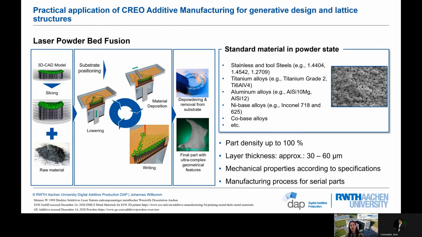Therefore, 3 steps are passed through. First, the substrate plate is lowered down by the amount of 1 layer thickness. Then powder material is recoated. And in the 3rd step, the part area of 1 layer is melted by the laser power regarding the sliced model you defined first. And these 3 steps are repeated until the final part is produced. Today we have a huge number of different alloys. They have already been developed for production using LPBF.